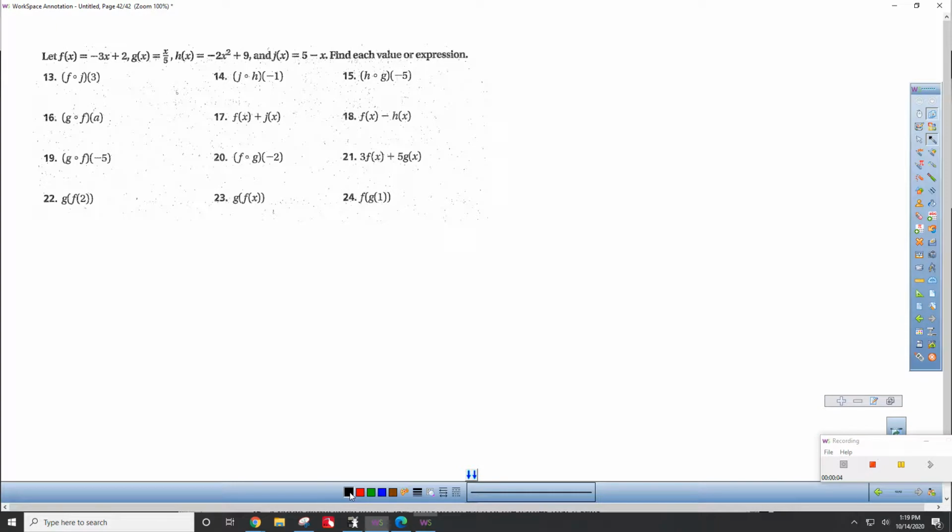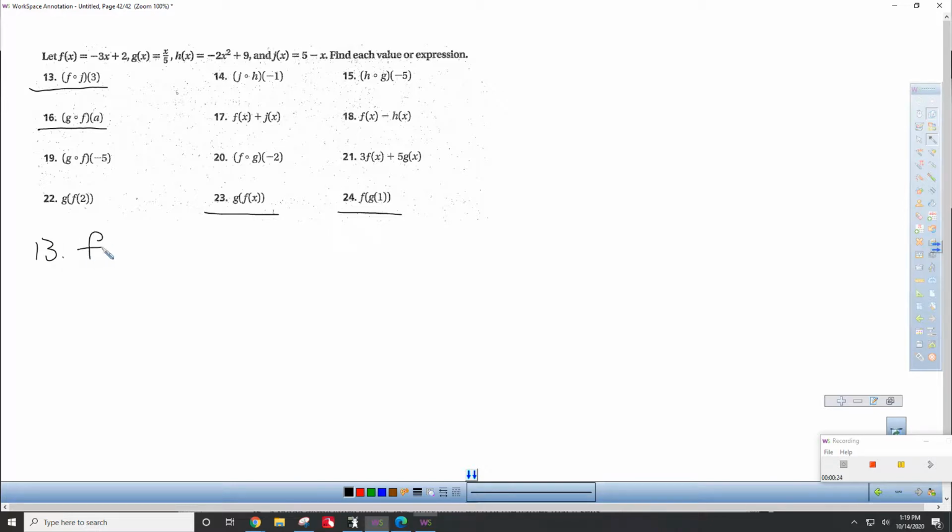Here's some help with composite functions. Let's do 13, let's do 16, let's do 23 and 24, okay? 13. It helps if you can say this out loud.